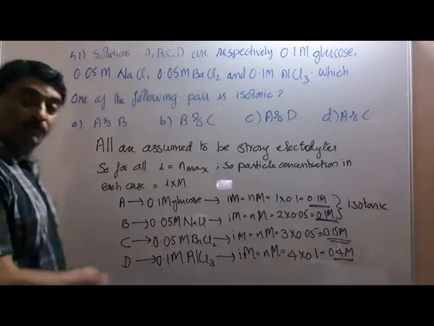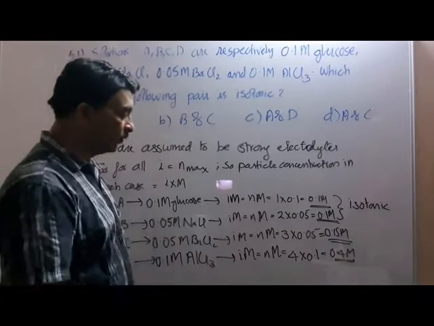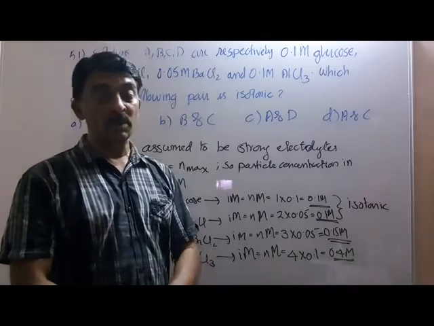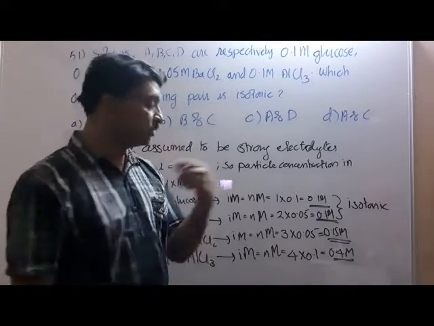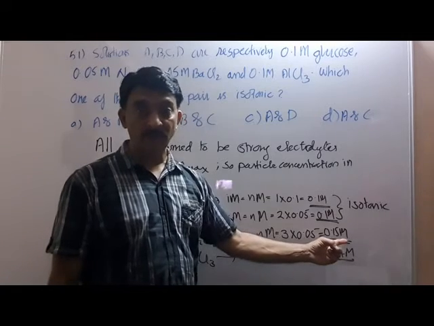Coming to disprove other answers, C, 0.05 molar BaCl2. iM is equal to nM, 3 into 0.05 because every molecule produces 3 ions. 3 into 0.05, 0.15 molar. It is having a different particle concentration.